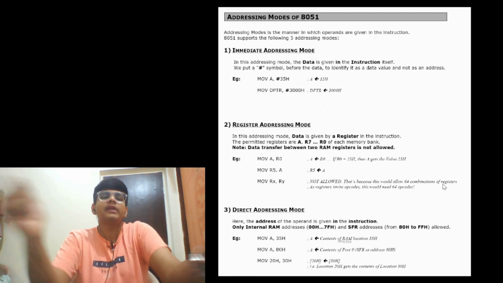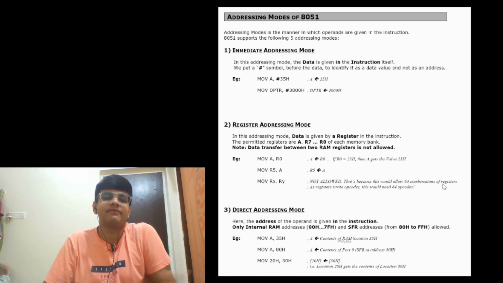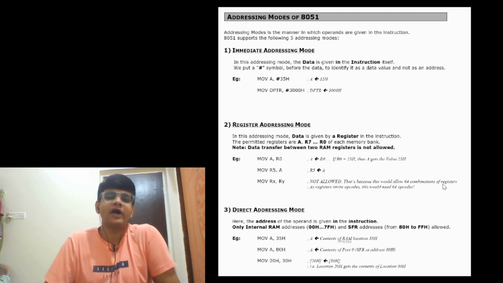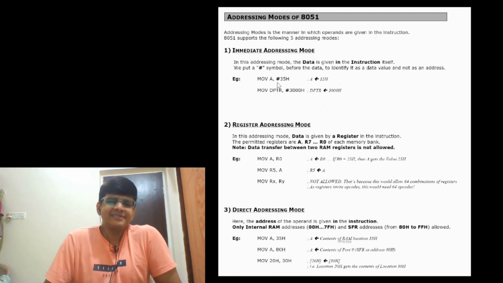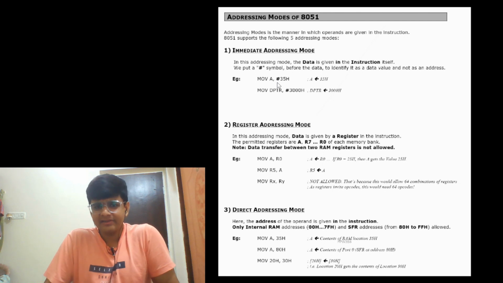You can read it here. In this addressing mode, the data is given in the instruction itself. We put a hash symbol before the data to identify it as a data value. If we do not put a hash sign here, it will simply act as an address.